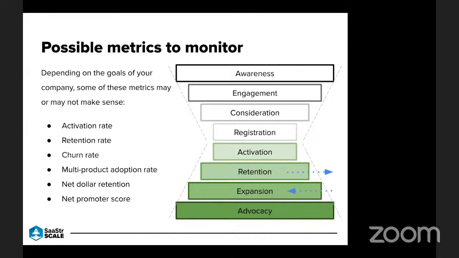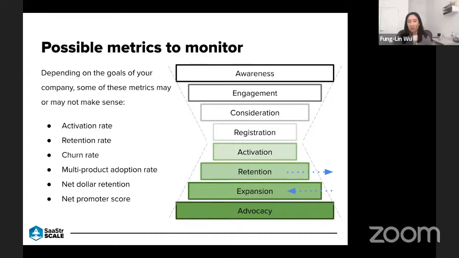Got it. Thank you. Yeah, but I do highly recommend some stuff like activation rate, churn rate, and retention rate. You should know what it is on a monthly basis. I mean, it depends on your company, but for most SaaS companies where you have monthly recurring revenue, you want to know that number on a monthly basis.